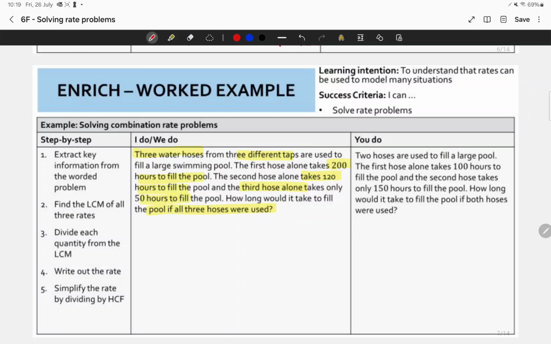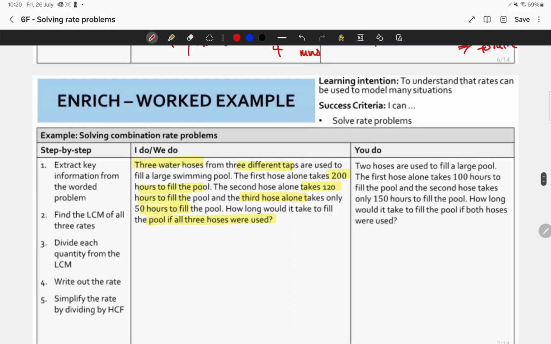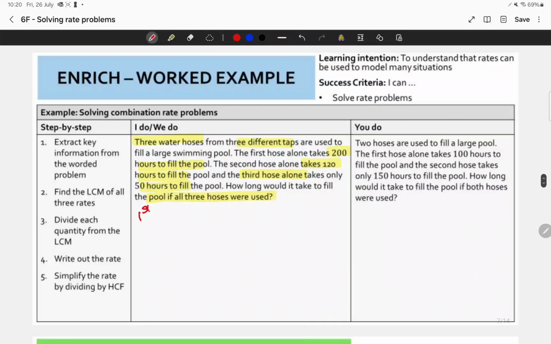All right, so what you need to do is try to find each one of the individual rates, and then you combine all of the rates together. So what it had on here is find the LCM of all of the 3 rates. Now the thing that you need to consider here is that a rate is 1 unit in relation to another unit. So for here we have the first hose. So I'll say hose 1, so H1. Okay, H1, it fills up 1 pool. And how long does that take?